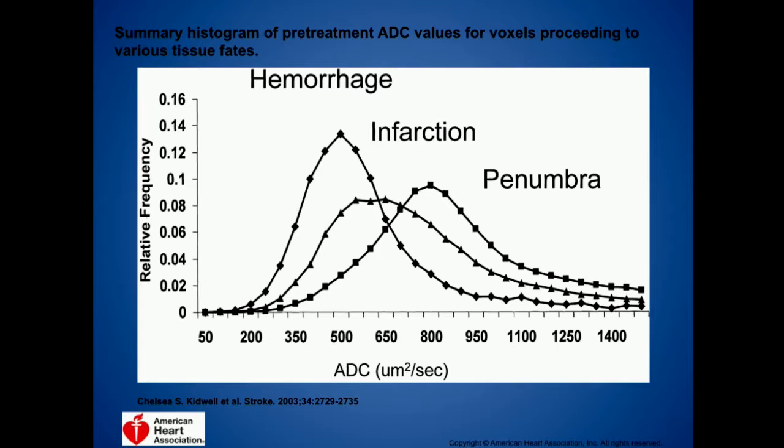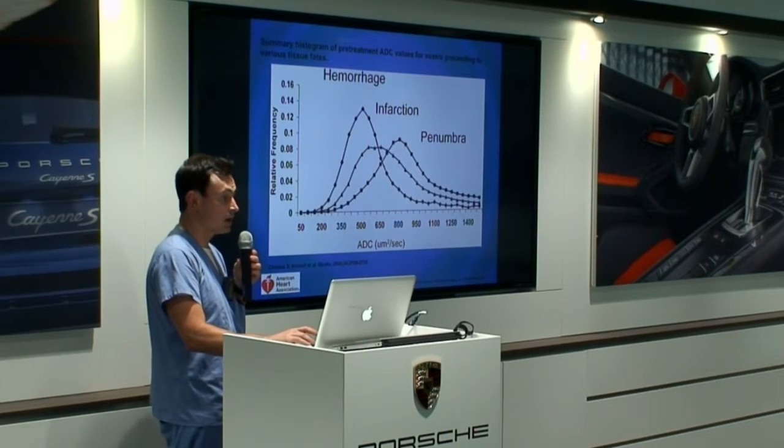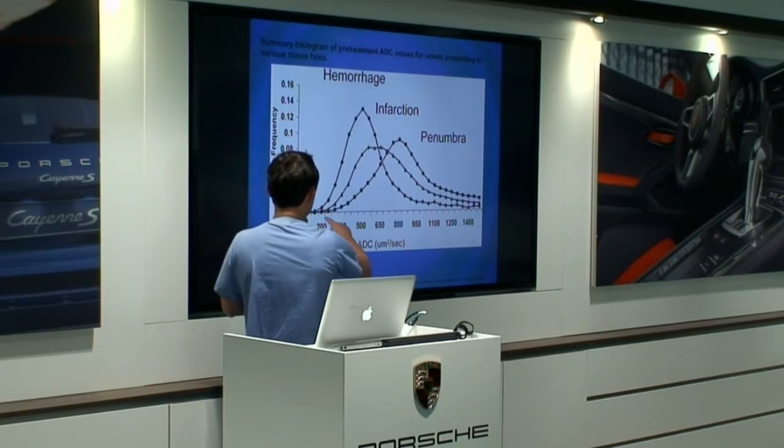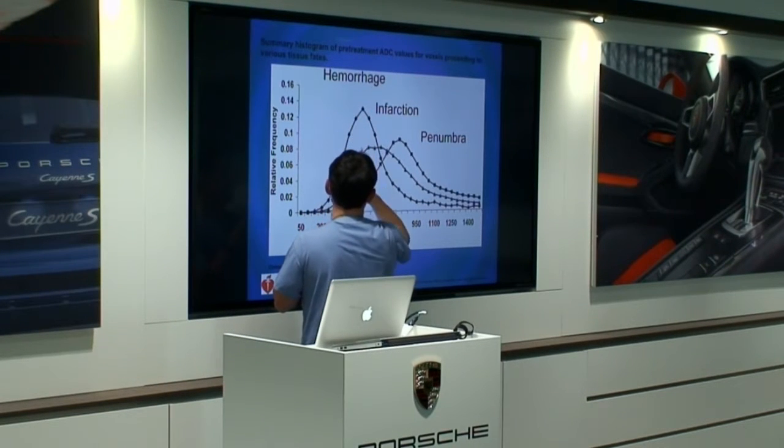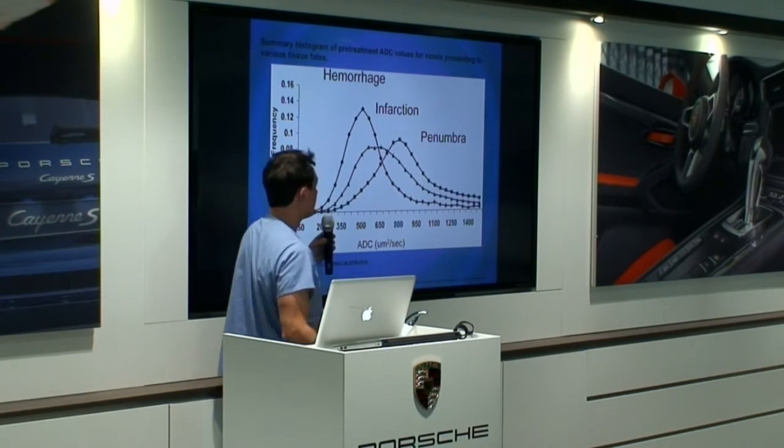And Chelsea and Kidwell published in Stroke this model where they actually followed tissue after an ischemic stroke, both with intervention and without intervention, and they found out that these ADC values were actually related to what happens to a pixel of tissue that initially had a certain ADC, basically apparent diffusion coefficient value. And ideally, what you would really want is to have 3 peaks. One for tissue that goes on to hemorrhage, another peak for tissue that goes on to infarction, and then another peak for penumbra. That is actually not so.